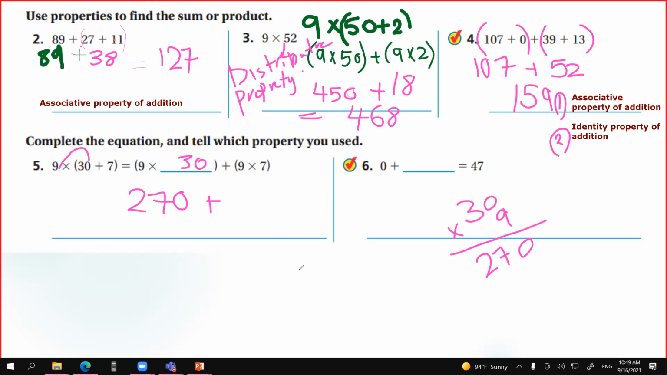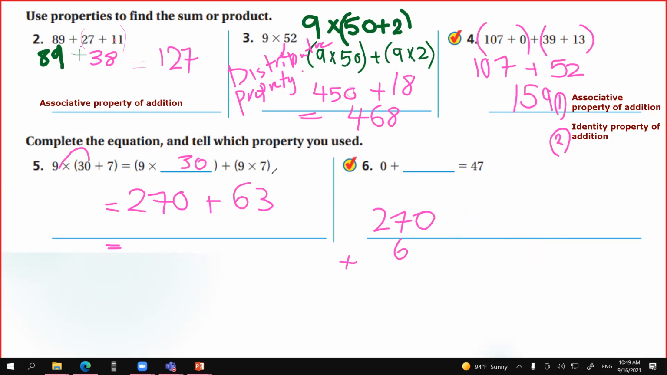And 9 multiplied by 7. 9 times 7, 63. Then you have to add them now. 270 plus 63. 0 plus 3, 3, 7 plus 6, bravo. And 2 plus 1. 333. Thank you.